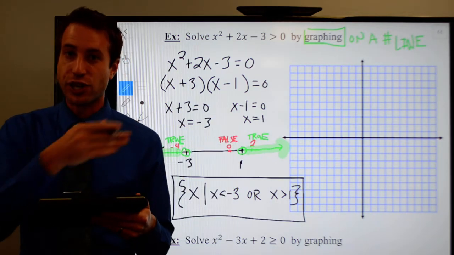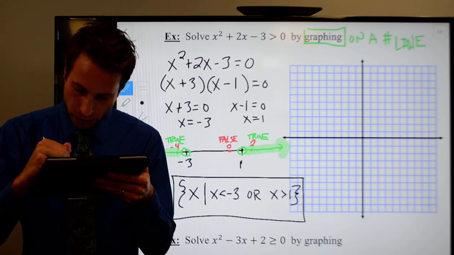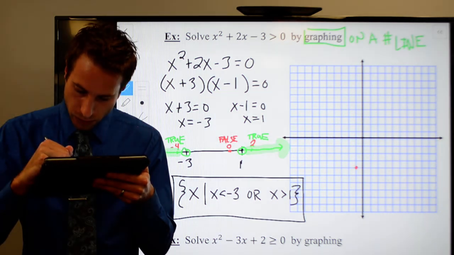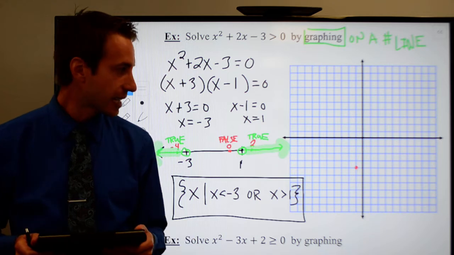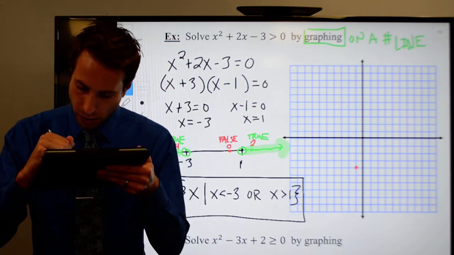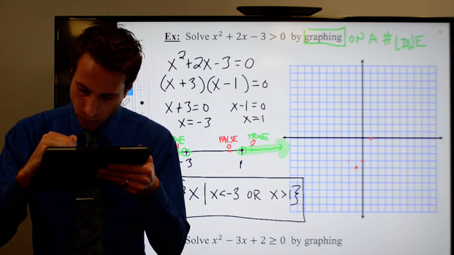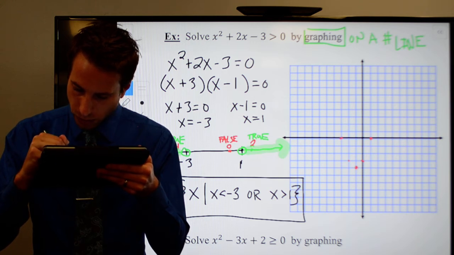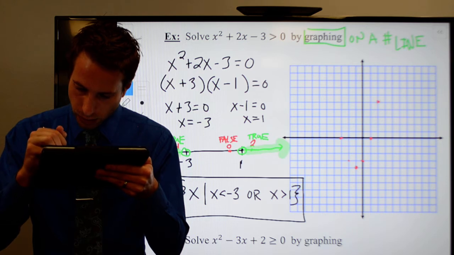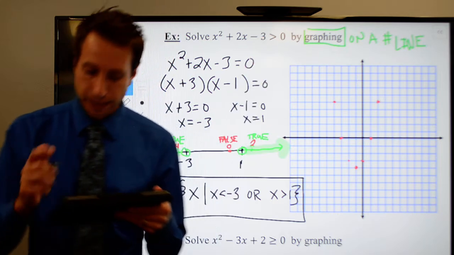So like I said, it's going to shift horizontally negative 1 and then down 4. So right there, that represents my vertex. And then it's just going to be a standard parabola opening up. So 1, 1, 1, 1. And it's got to be a dotted line.